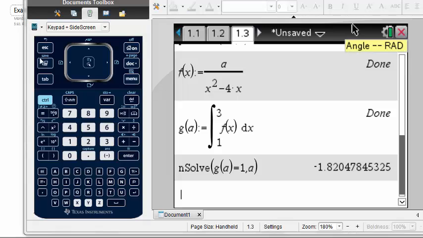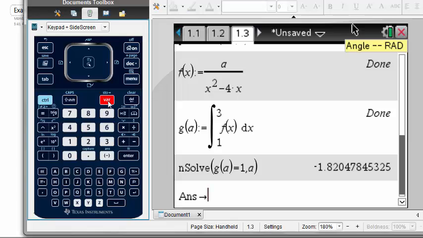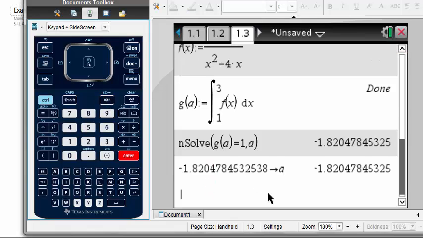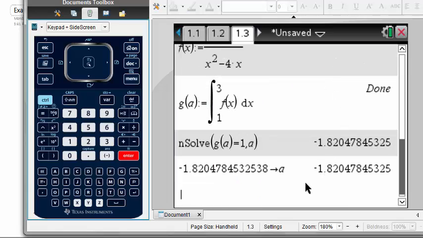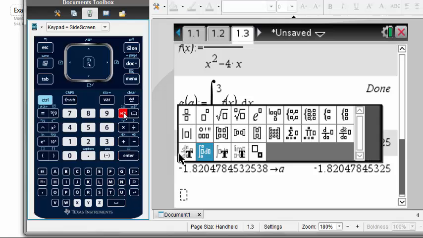And now here's an important next thing to do. I'm going to store this value as a. Now, that a has replaced the a right here, so now f of x is defined as being that big long number over x squared minus 4x. Kind of nice to have as we go into evaluate the expected value, the mean, and the variance, because now we can just type the formulas in.